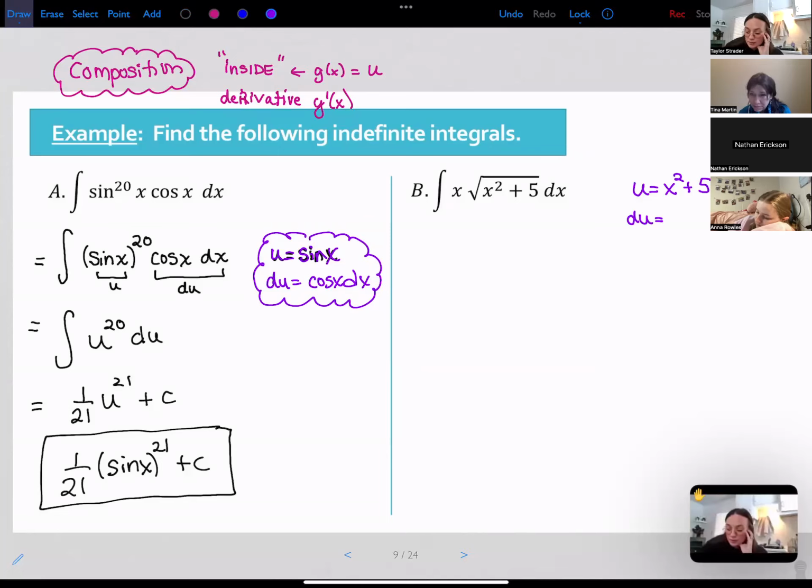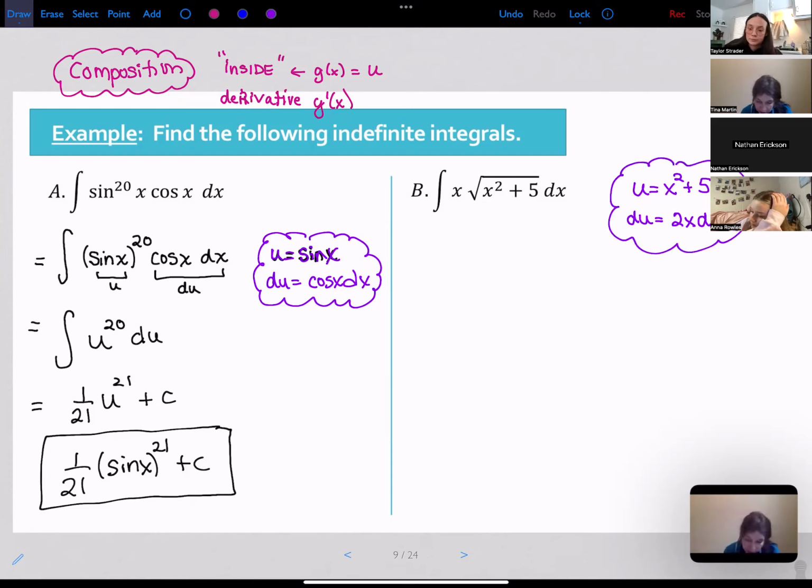Good. And then du is the derivative of x squared plus 5. So derivative of x squared is 2x. 2x dx. Because the derivative of x squared is bring the power down, 2x. And derivative of the constant is 0. Beautiful, Taylor. That is so perfect.